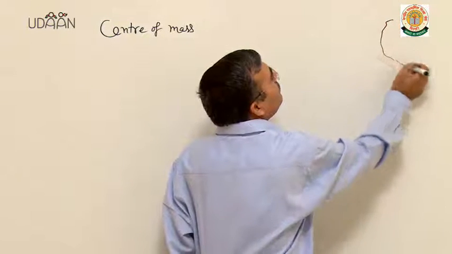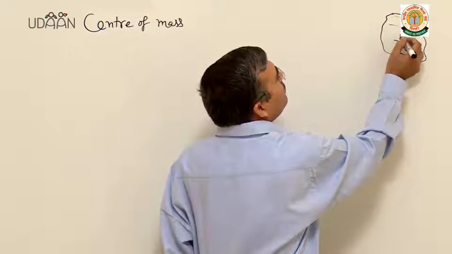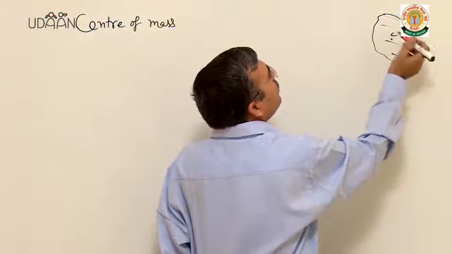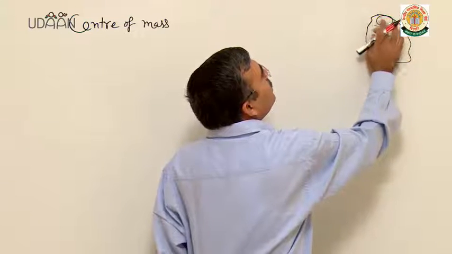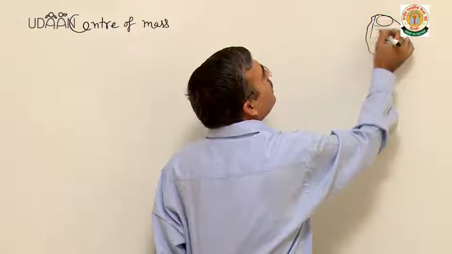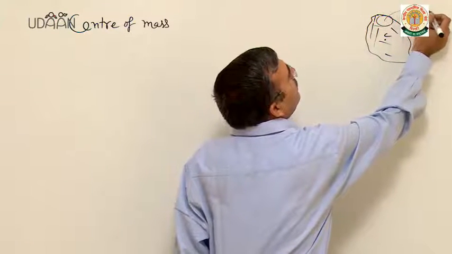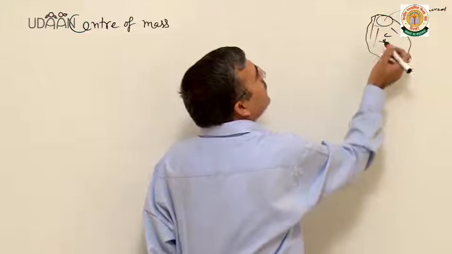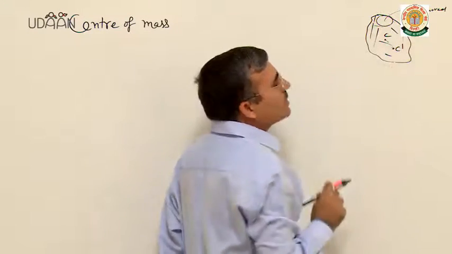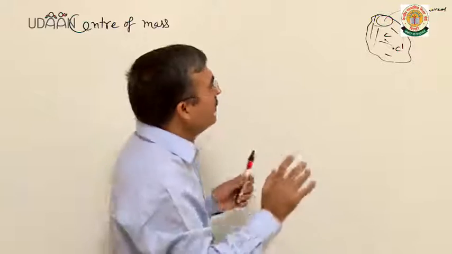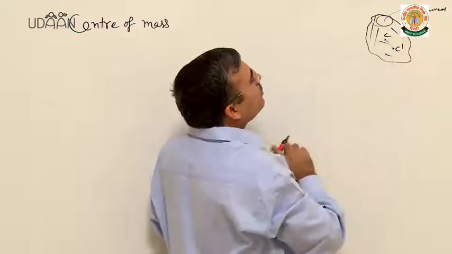Suppose it is any body, center of mass is here. We are removing some portion from it. We have removed it. Then the center of mass will shift somewhere here, C dash. So look carefully. The complete body has center of mass at that position.